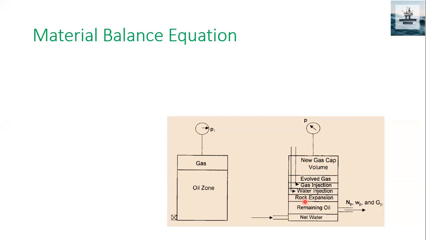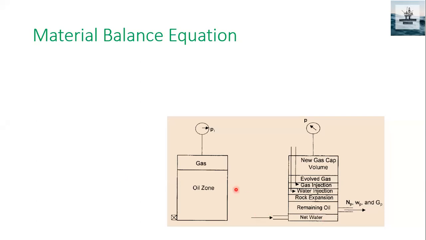Rock expansion: normally rock will be compressed at undersaturated condition. Once pressure reduces, the rock will start to expand. So that part will contribute some amount of oil which was present inside the rock. This compressibility of rock will also produce some amount of oil that will occupy your reservoir. And the remaining oil from the original oil zone, this is the oil zone which has been reduced to this. Why? Because the oil which has been produced has been lost or collected at surface. So the left out oil is remaining oil. And the net water, whatever water has been left inside the reservoir, will also occupy your reservoir.